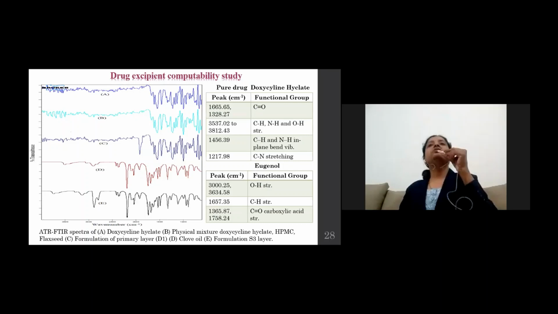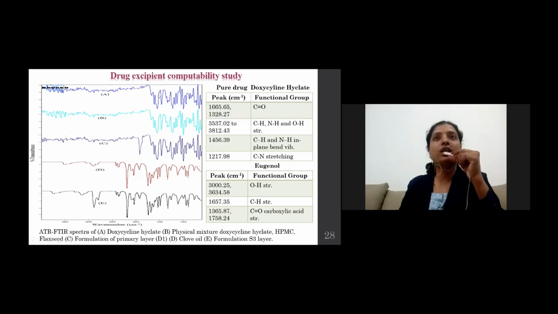This is the graph, or the IR spectra, for the drug excipient compatibility studies. The first graph shows the pure doxycycline hyclate. Next is the physical mixture of doxycycline hyclate, HPMC and flaxseed. Third is the formulation of the primary layer D1, which contains flaxseed as well as HPMC along with the doxycycline.